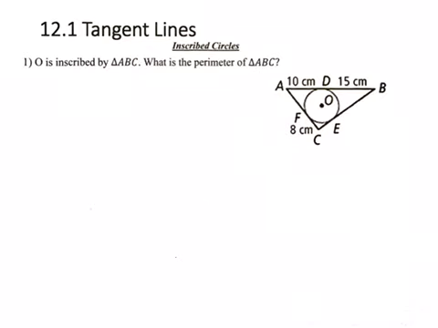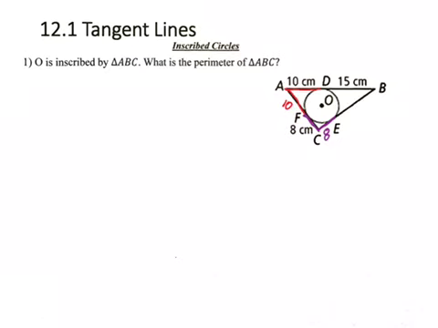O is inscribed by triangle ABC. What is the perimeter of triangle ABC? Well, based on what we just saw, since we know that this segment here shares a common endpoint with this tangent here, they should be the same, so we can make AF 10 as well. And then FC is tangent the same way that CE is, so that means this segment here is 8.